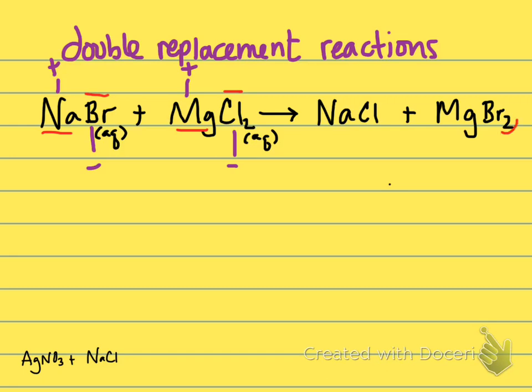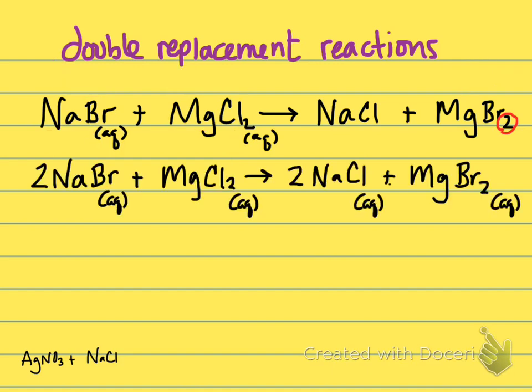Now, pay attention to the fact that this 2 is now the subscript on bromine, because bromine is partnering with magnesium, which forms a 2+ ion for bromine's 1-. Remember that those subscripts have to relate to the 2 elements that are now forming a compound.